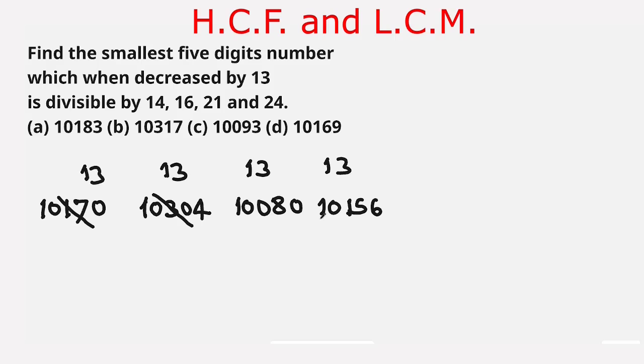Now we find the sum of the digits of option D. 1 plus 1 is 2. 2 plus 5 is 7. 7 plus 6 is 13, and it's not divisible by 3. So D cannot be our answer. The only option left is option C. That must be our answer.